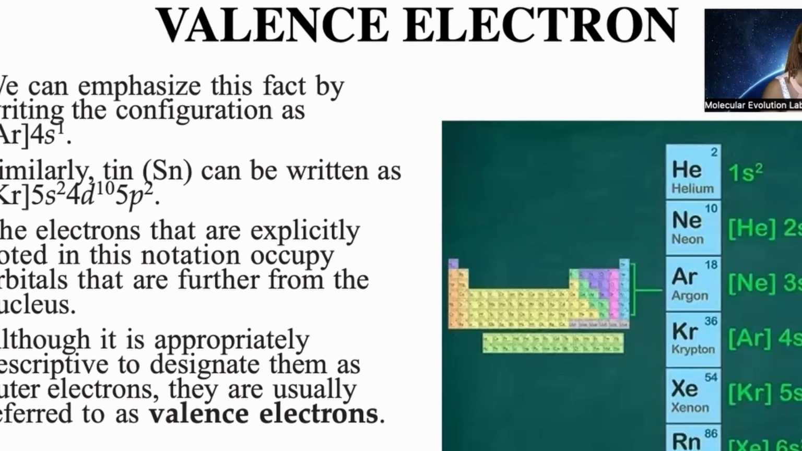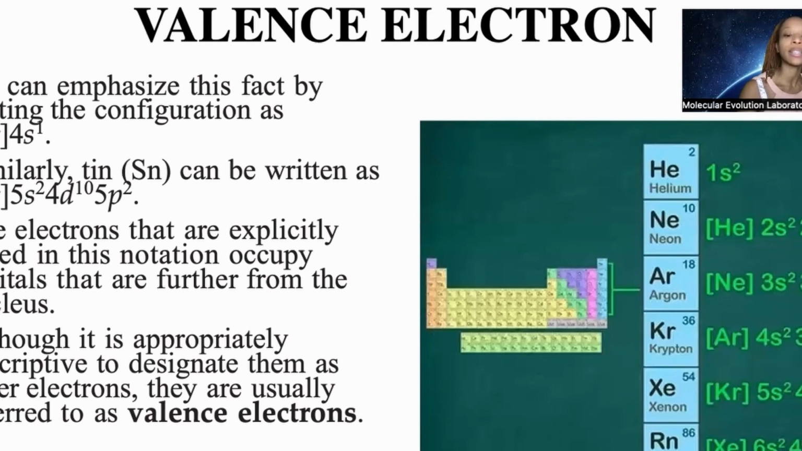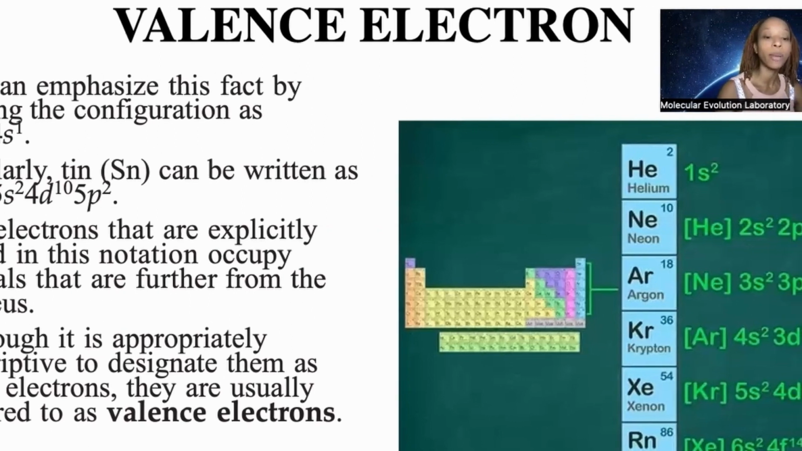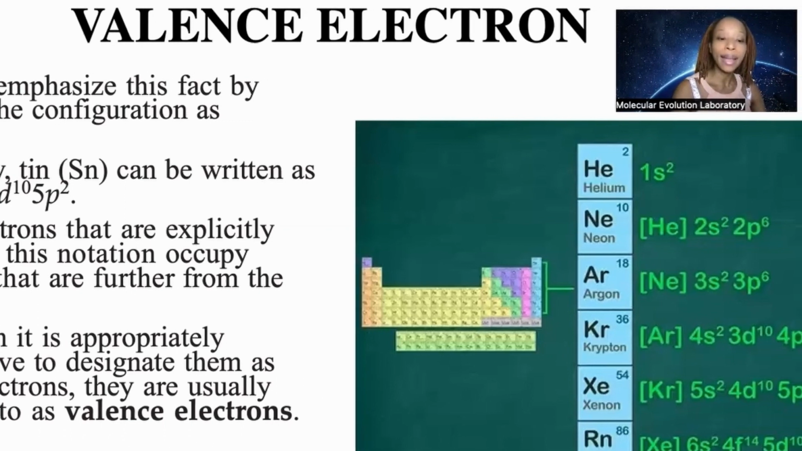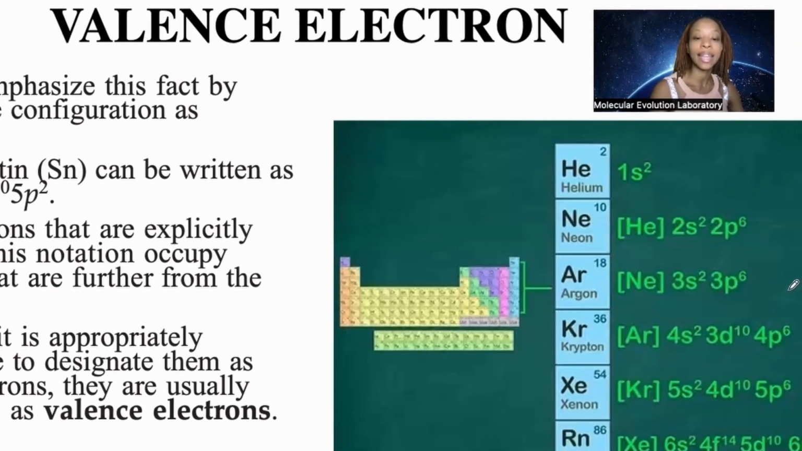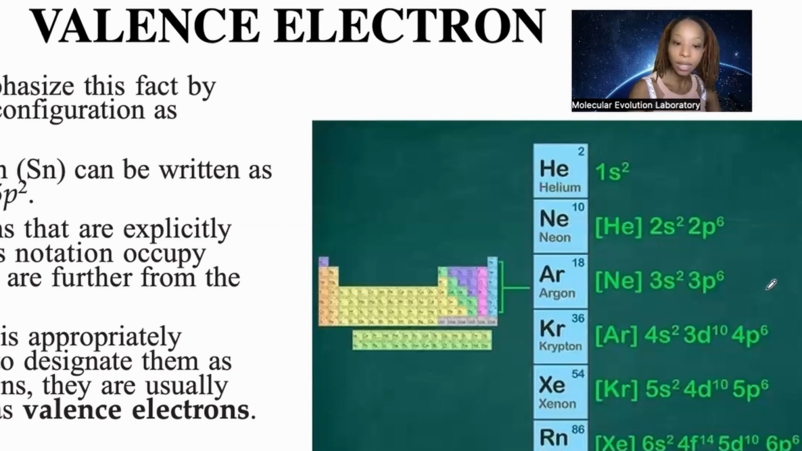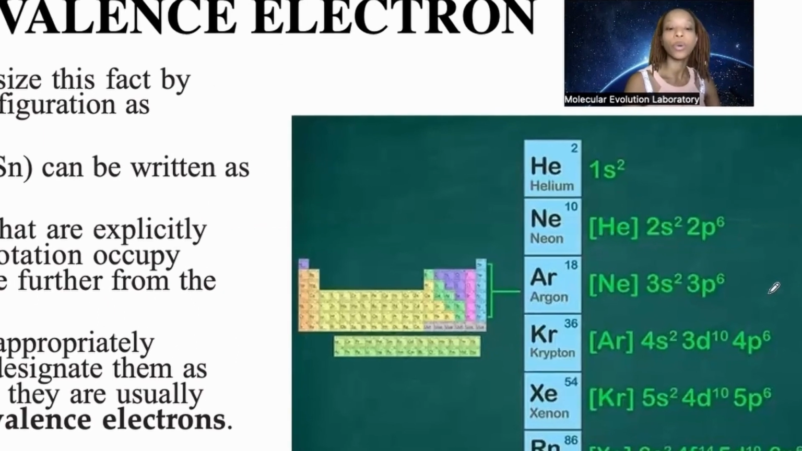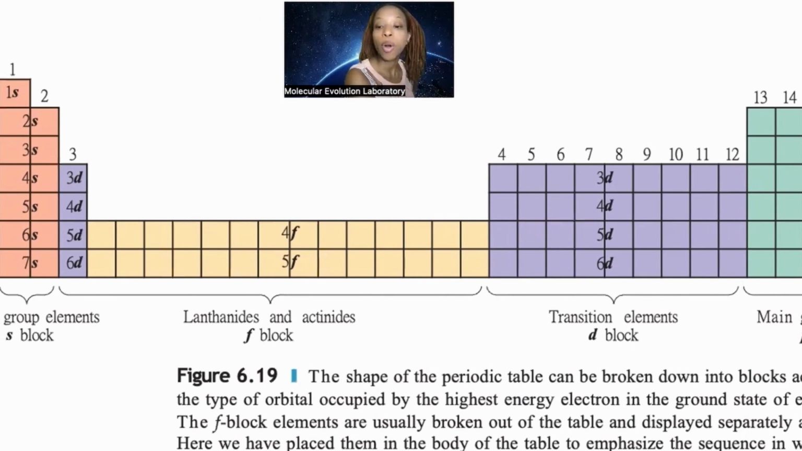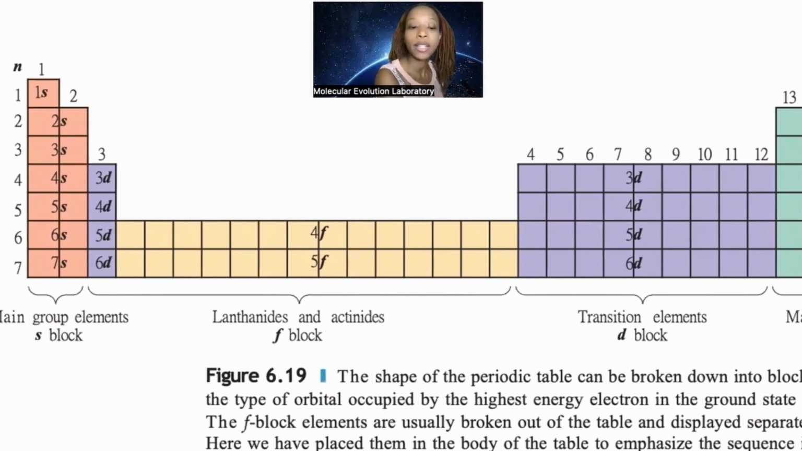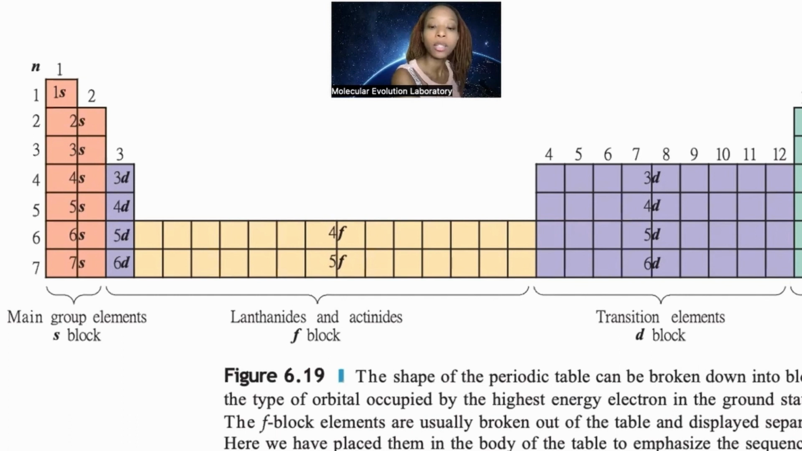The electrons that are explicitly noted in this notation occupy orbitals that are further from the nucleus. Although it is appropriately descriptive to designate them as outer electrons, they are usually referred to as valence electrons. The shape of the periodic table can be broken down into blocks according to the type of orbitals occupied by the highest energy electron in the ground state of each element.